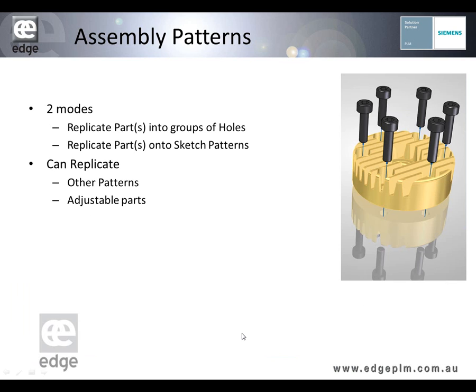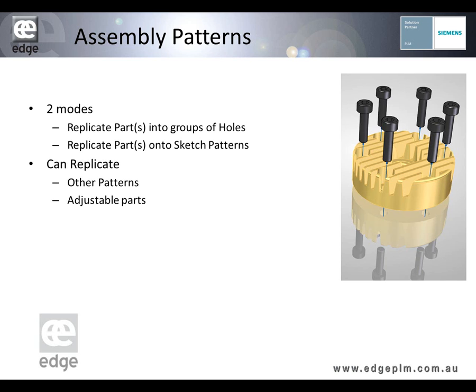Let's look at assembly patterns just briefly. We've got 2 modes in the assembly. We can replicate a part or parts into groups of holes. Now, they don't have to be a regular pattern of holes. If we took that sump example, for example, we could put a pattern, because they are patterned, but they're not a regular XY type pattern, they'll still automatically fill. They can be just a set of holes. So if they're holes produced under the one hole grouping or hole command, so if I do 10 random holes, again they'll get filled automatically using this mode.